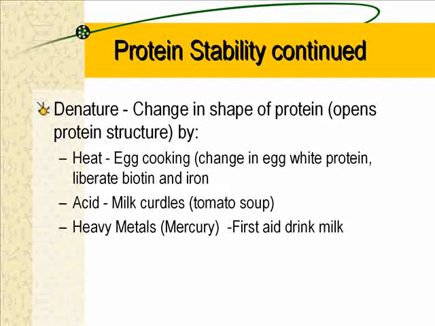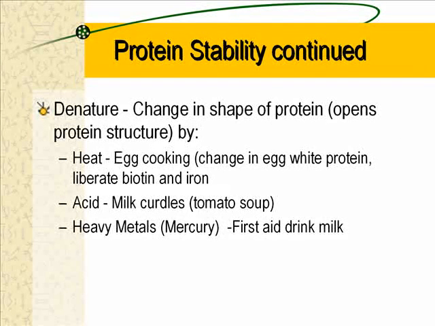When we break down a protein or denature that protein, what we're simply doing is we're unfolding the structure or the shape. It changes the shape of the protein, and consider it just kind of opening up the structure. There's different ways we can denature or break down a protein. One is by heat. We see this all the time.